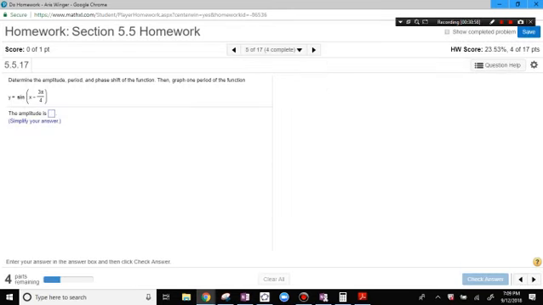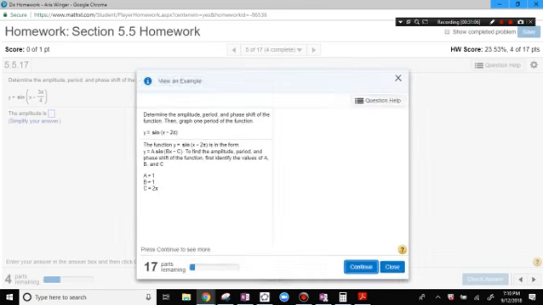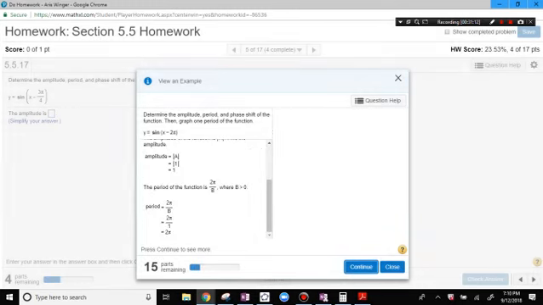All right, so now we're doing some phase shift stuff. Want to double check just to make sure. Question help. Do an example. Let's see what their formulas are. Amplitude, not a problem. Period. Yeah. Phase shift C over B. So it's 2 pi over B, so everything's positive.